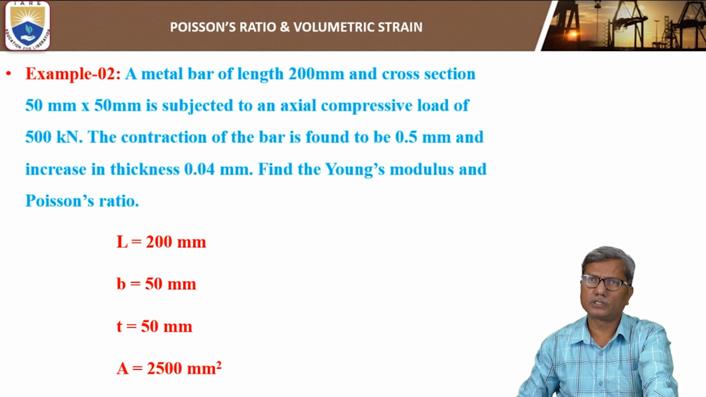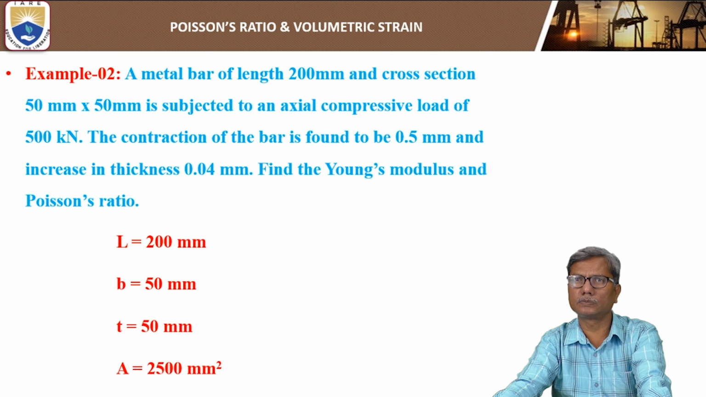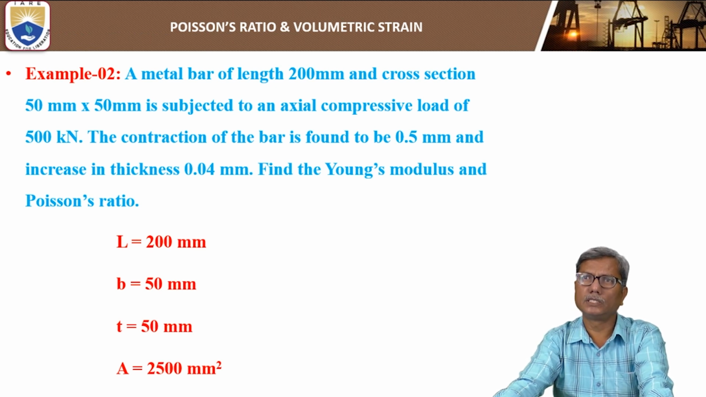Another example, let us consider a metal bar of length 200 mm and cross section 50 by 50 mm subjected to an axial compressive load of 500 kilonewtons. The contraction of the bar is found to be 0.5 millimeters and increase in thickness 0.04 millimeters. Find the Young's modulus and Poisson's ratio.